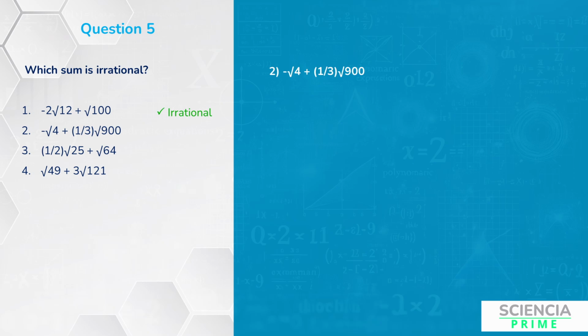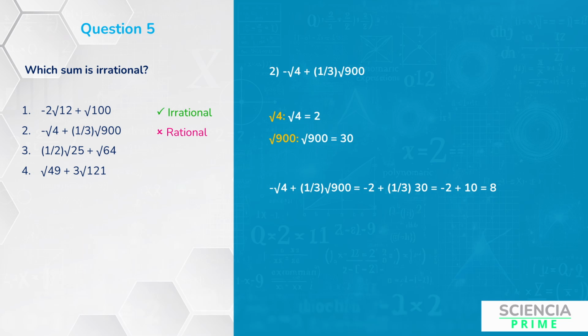Option 2, -square root of 4 plus 1/3 times the square root of 900. Simplify the square root of 4. The square root of 4 equals 2. Simplify the square root of 900. The square root of 900 equals 30. Substitute the simplified values. -2 plus 1/3 times 30 equals -2 plus 10 equals 8. The result is 8, a rational number.